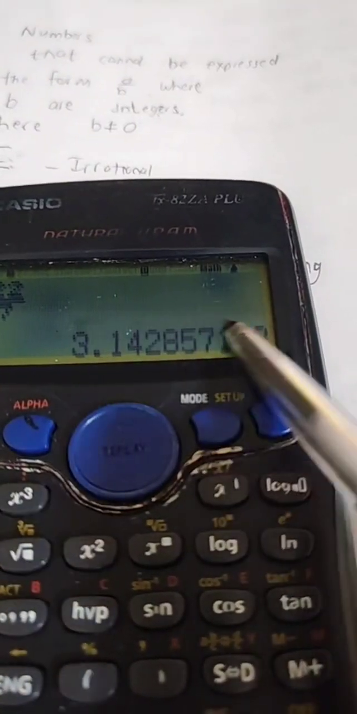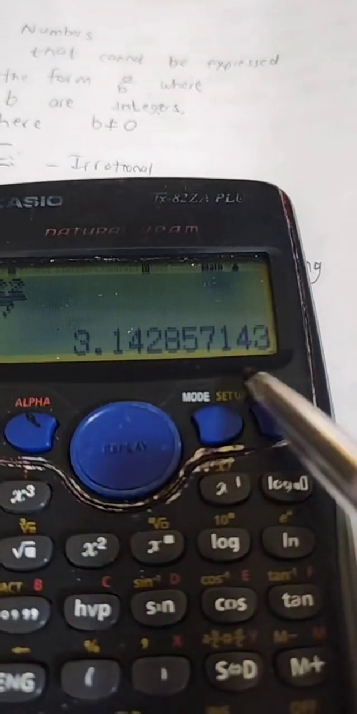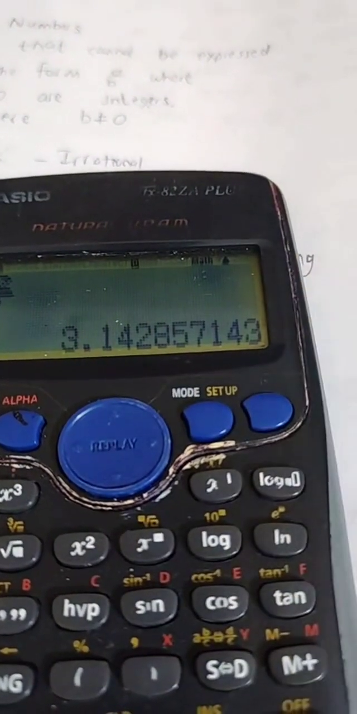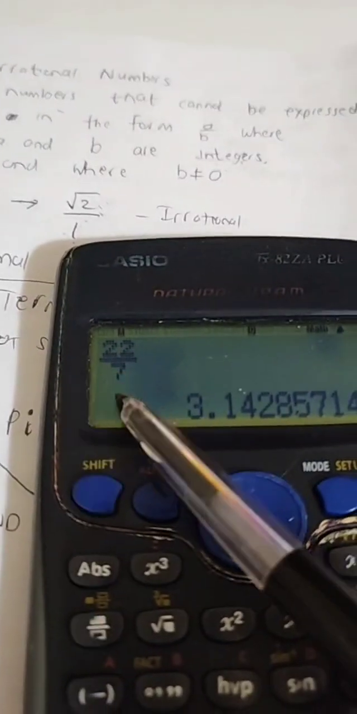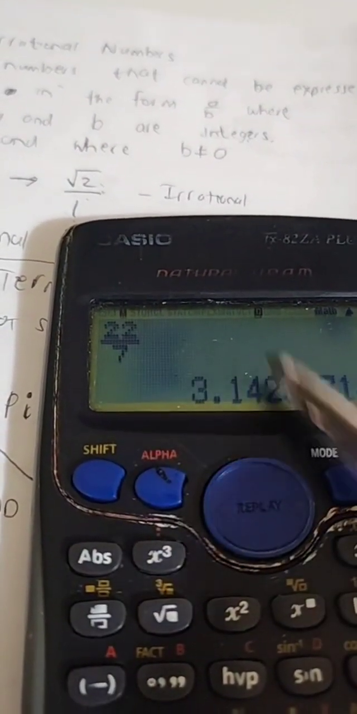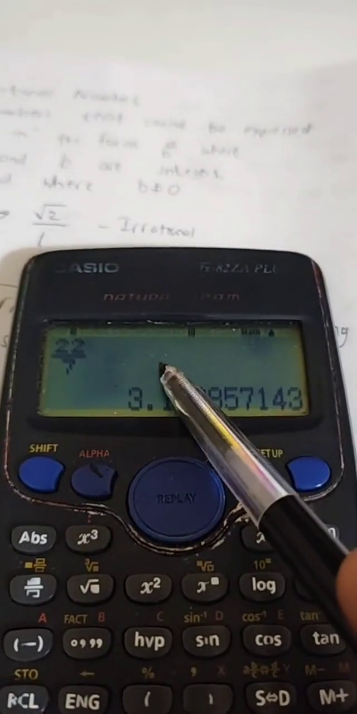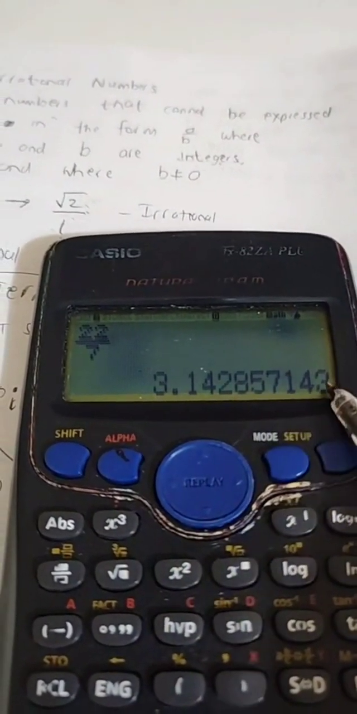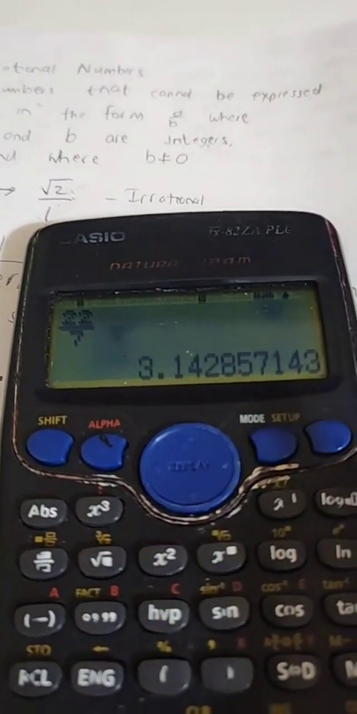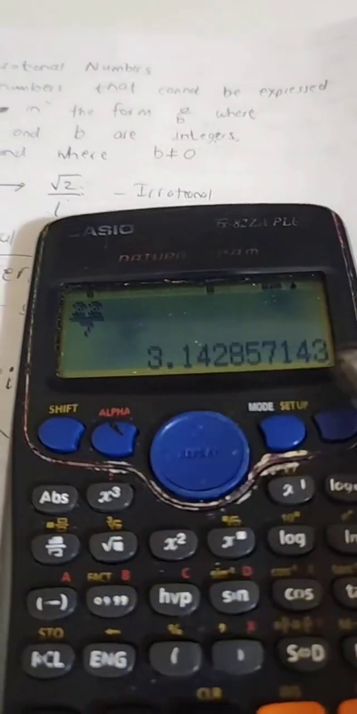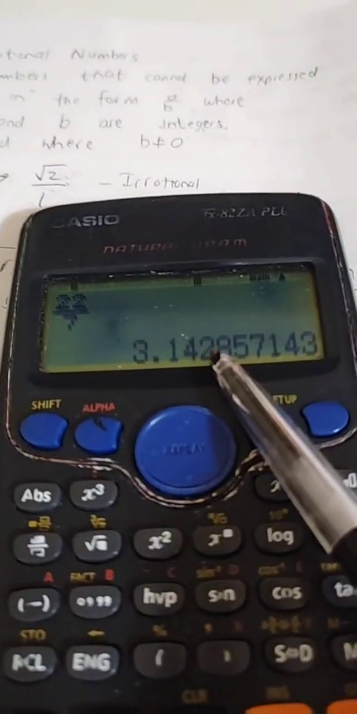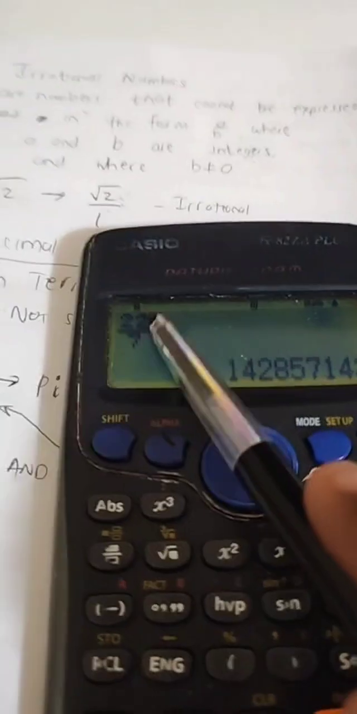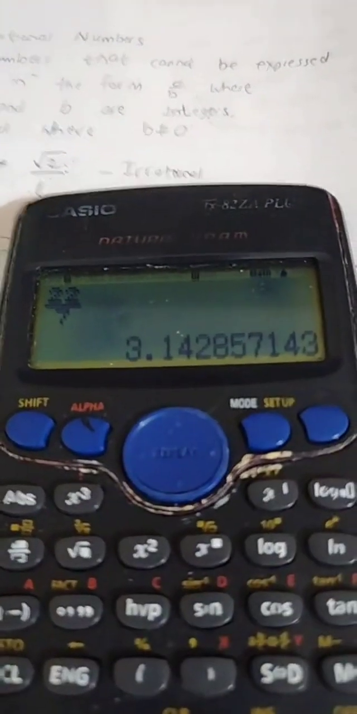142857143, this entire pattern, these nine numbers, they repeat themselves every time infinitely. So that is why we say 22 over 7 doesn't lead to a terminating decimal, but rather it leads to a recurring one. So this entire nine numbers, they repeat. Multiple digits repeat themselves. So that's why we say 22 over 7 is recurring. As a rational number expressed as a decimal number, it is actually a recurring decimal.